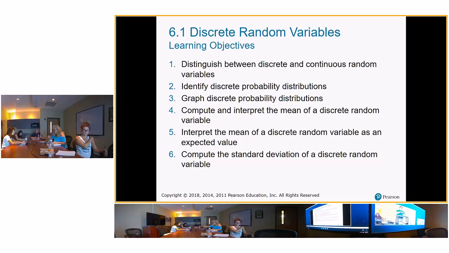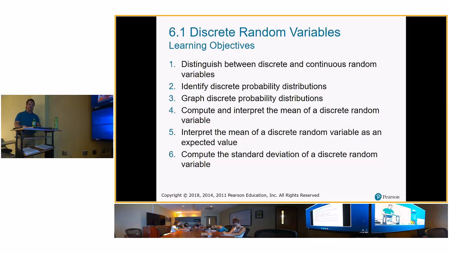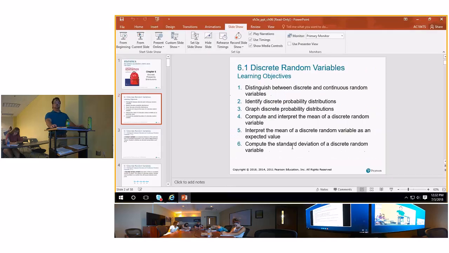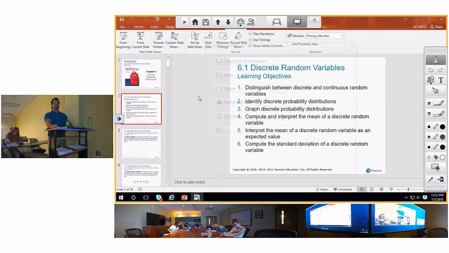Go ahead and write down the 5, 6 objectives on the board. I mean, you don't have to write down word for word. Just distinguish between discrete and continuous. Identify discrete, graph discrete. And these are probability distributions. So it's kind of like the, hold on a second, I'm going to have to go to my whiteboard, while y'all are writing those down.